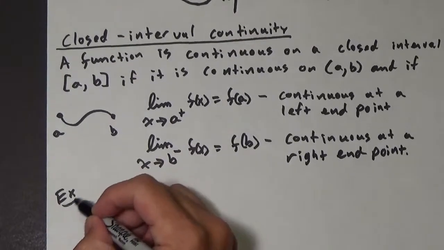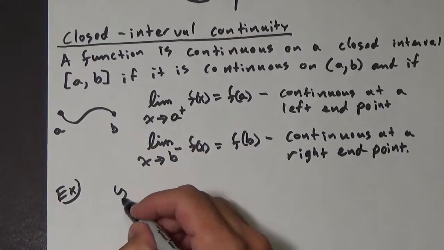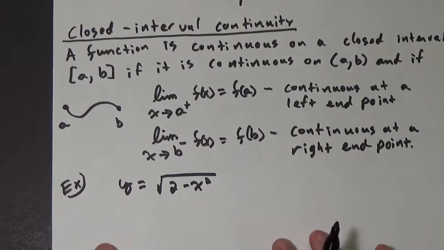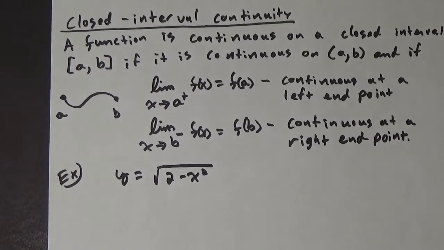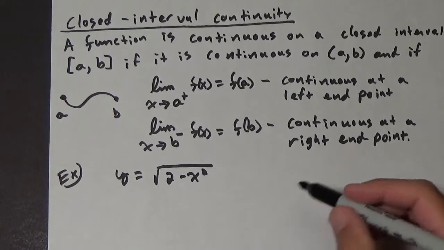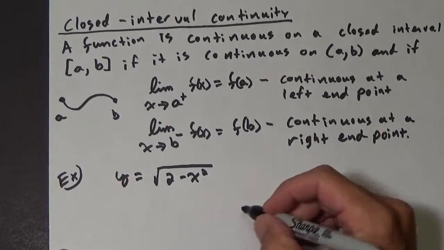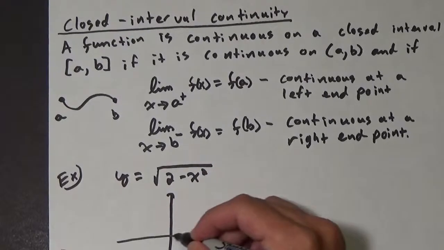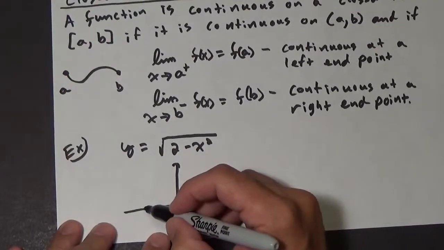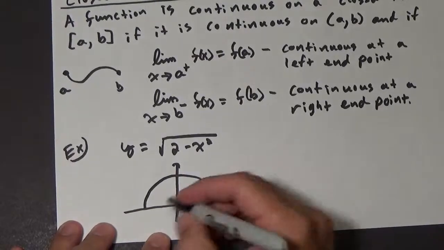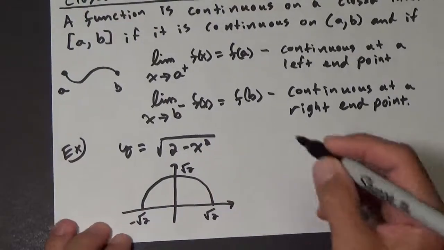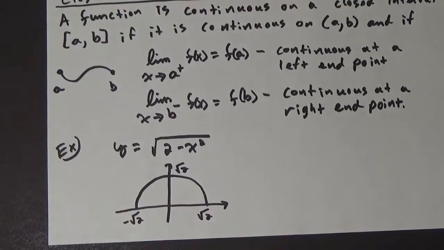Quick example here. Let's say we have y equals the square root of 2 minus x squared. So there's our circle again. It has a radius of the square root of 2. So let's go ahead and draw that out. This would be negative square root of 2, this would be the square root of 2, and this would be the square root of 2. Half a circle, the upper half of the circle.